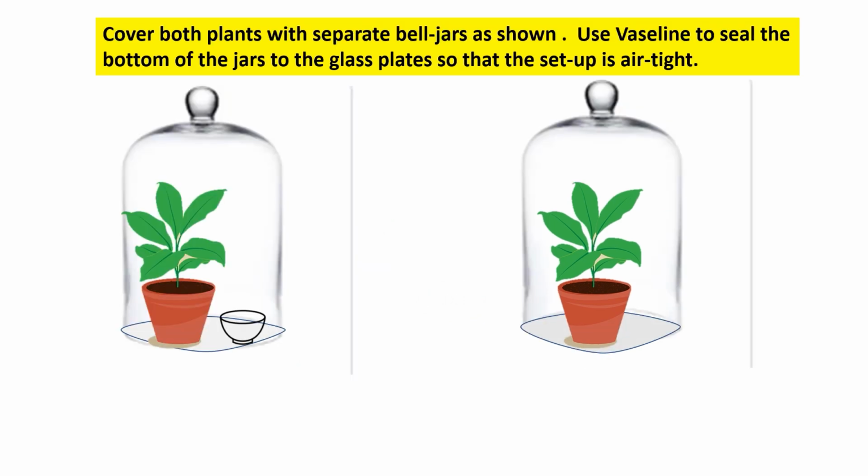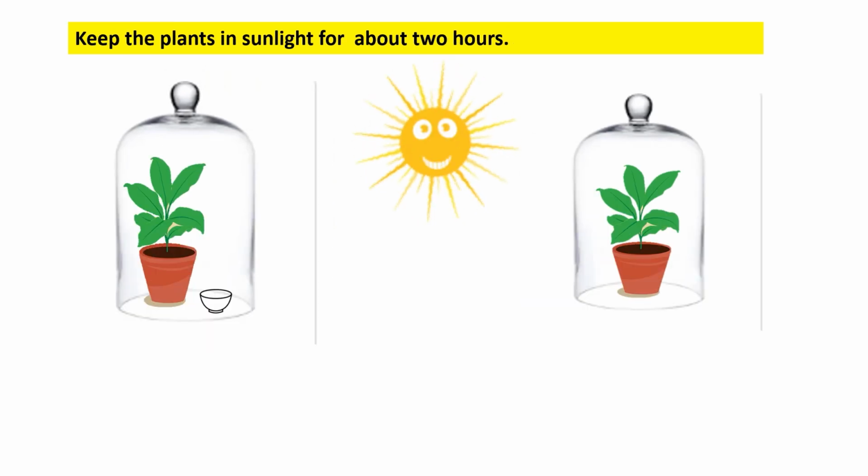Cover both plants with separate bell jars as shown. Use Vaseline to seal the bottom of the jar to the glass plate so that the setup is airtight. The air should not enter the experiment. Keep the plants in sunlight for about 2 hours.